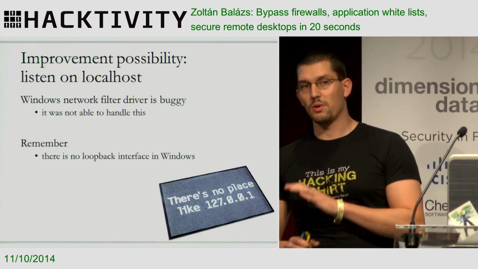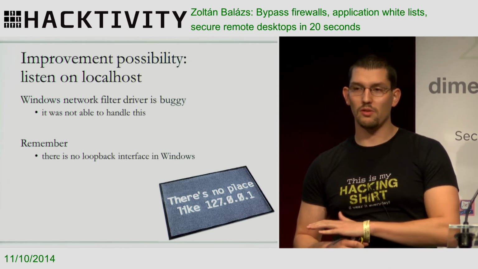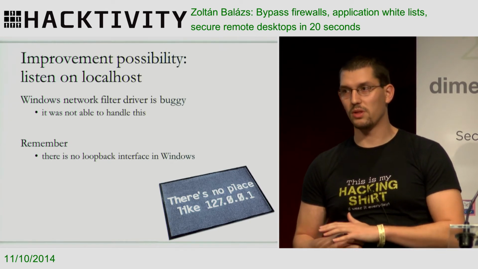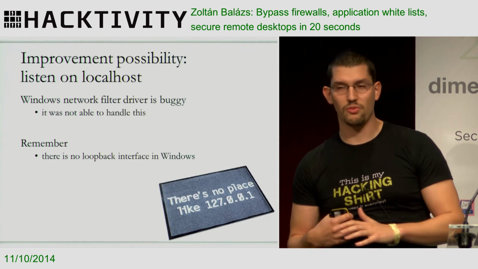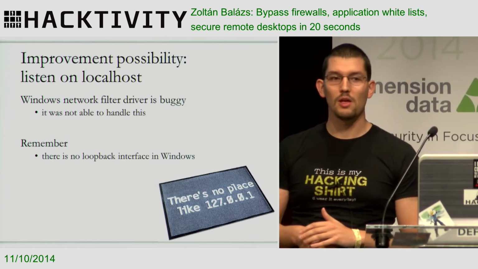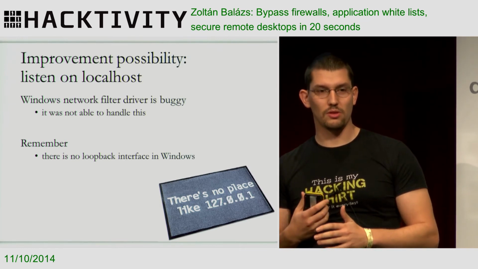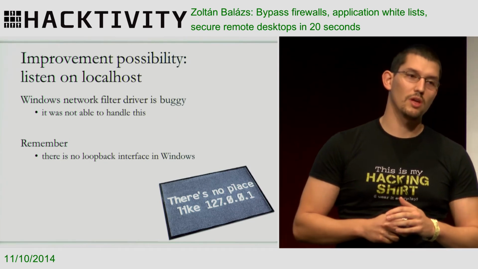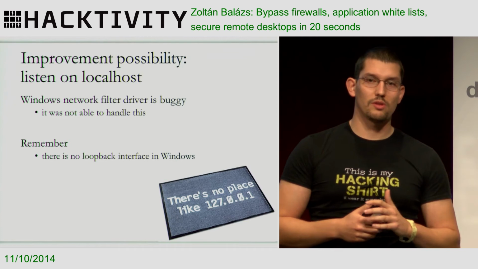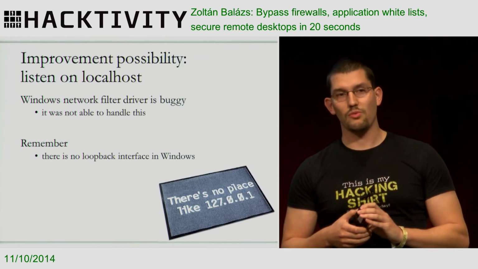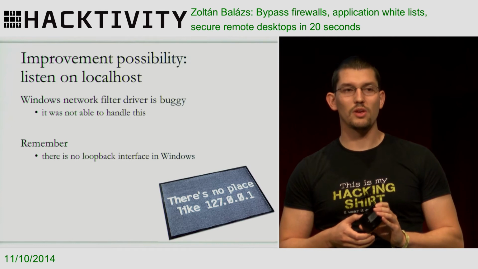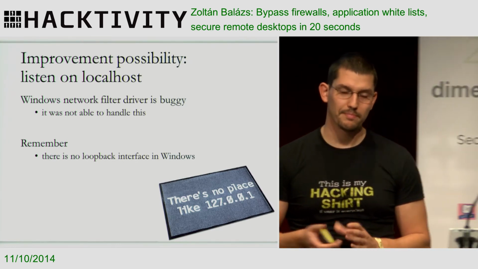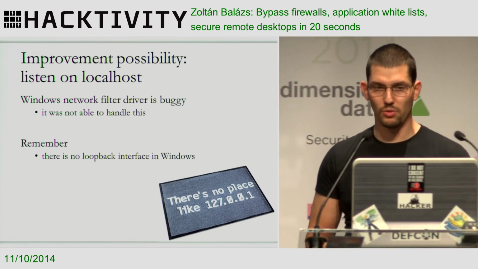I was thinking about some improvement possibilities, that it would be great if my bind shell would listen on the localhost only, because with that I can even bypass software firewalls running on the RDP server. But it quickly turned out that because there is really no place like localhost on Windows, this won't work, because in Windows the localhost interface is not there, it's just simulated, and because of that this very deep level kernel driver magic won't work, unfortunately, but it would be cool.